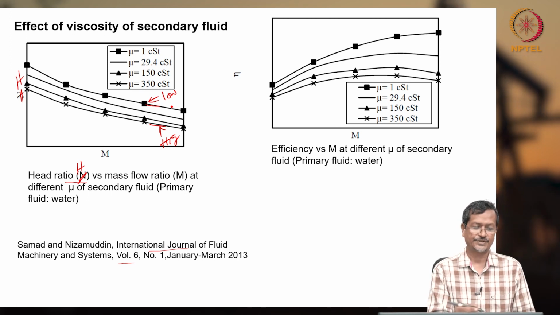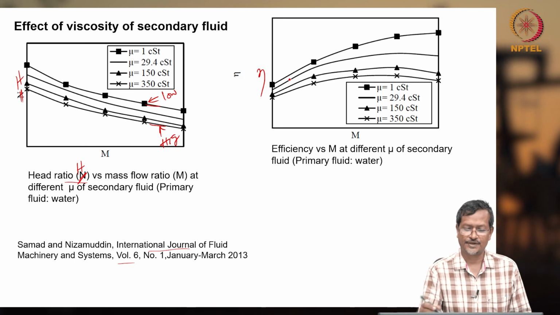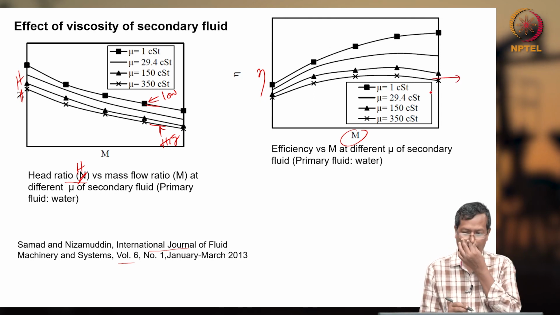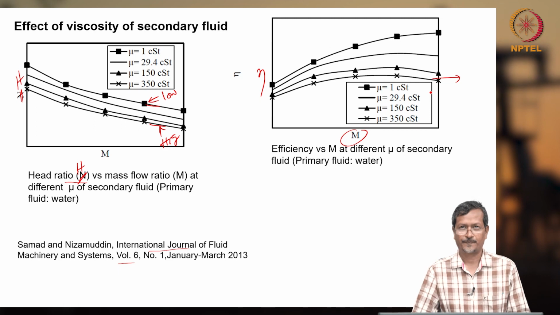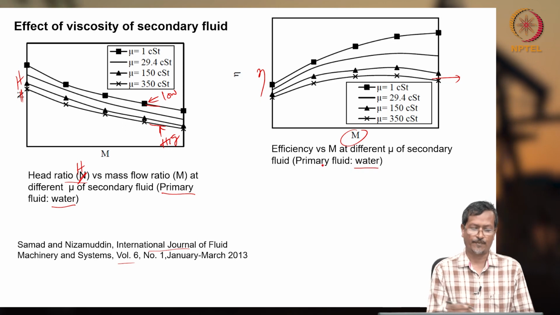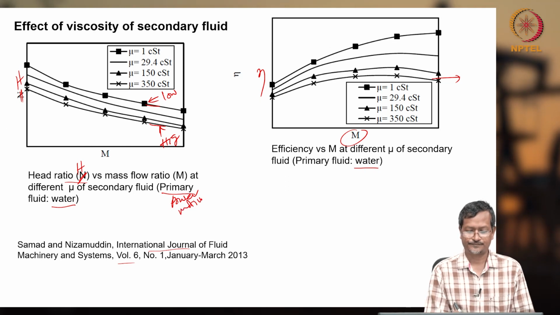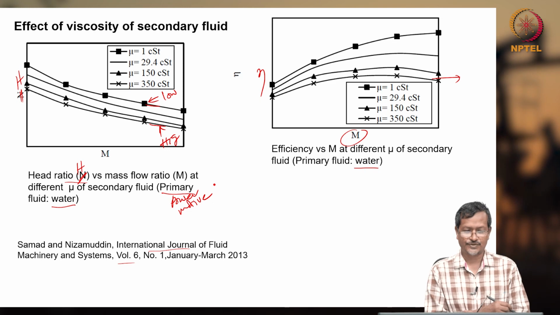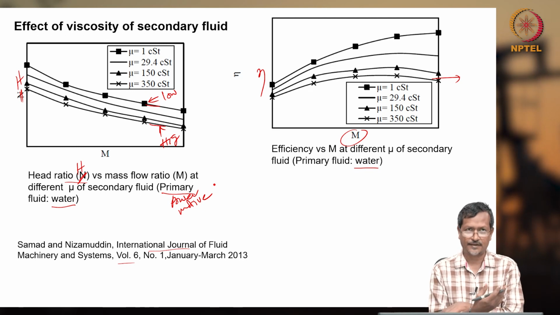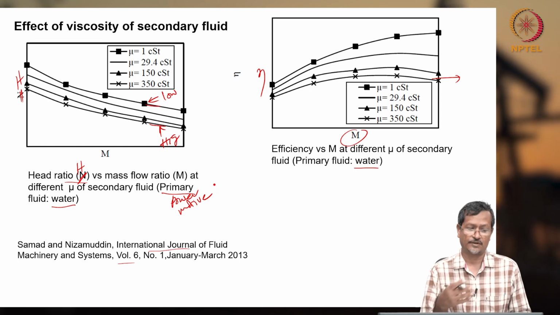So with higher viscosity, we are getting lower head ratio, so lower performance we are getting. In efficiency terms also, if you see eta and mass ratio, we can see efficiency also going down if we change our viscosity, and primary fluid is water in both cases. So we are not changing primary fluid or power fluid or motive fluid. If you are changing the secondary fluid viscosity, your performance is dropping. So if in your wellbore the viscosity is higher, then the performance of the nozzle or jet pump, or the efficiency or head ratio, will be lower.